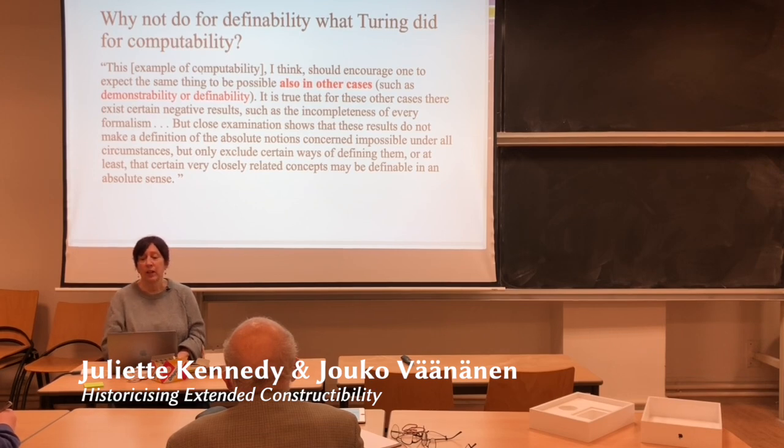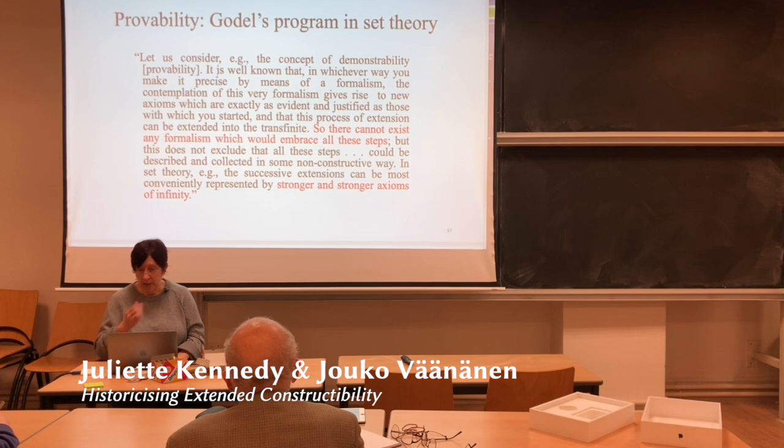But he says, nevertheless, we shouldn't be discouraged. I think we should expect the same thing to do what Turing did to be possible in the cases of demonstrability and definability. He says we have been hindered in terms of making a definition of the absolute notions concerned, but we haven't ruled out the idea that we may be able to define these concepts in an absolute sense.